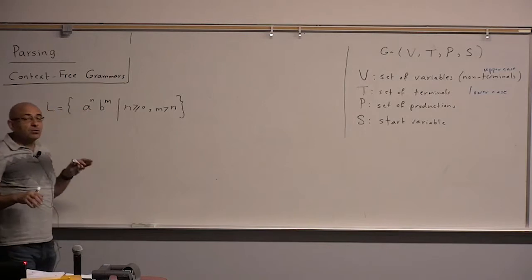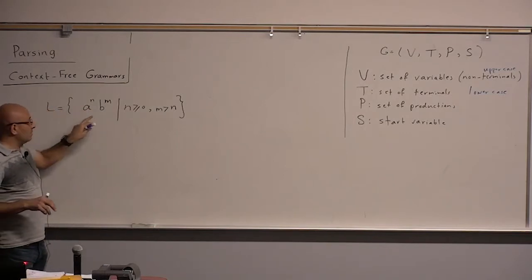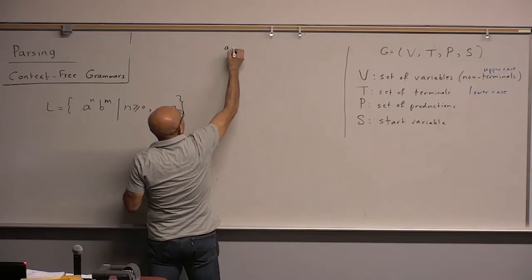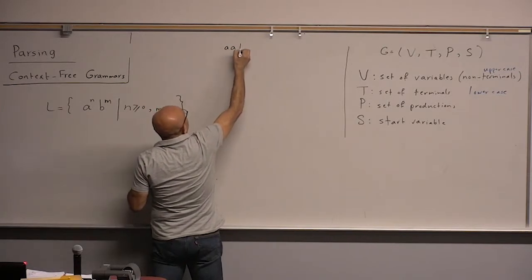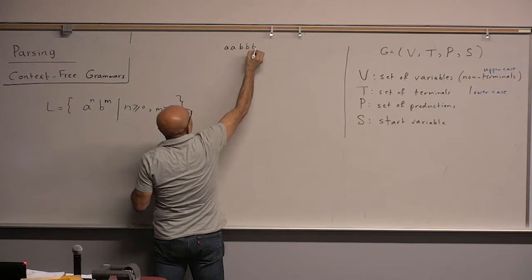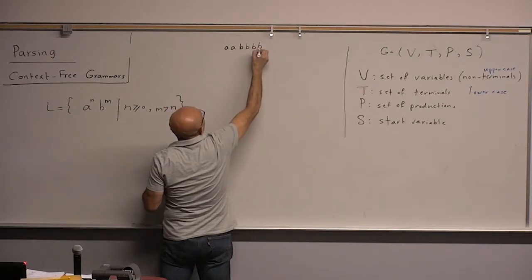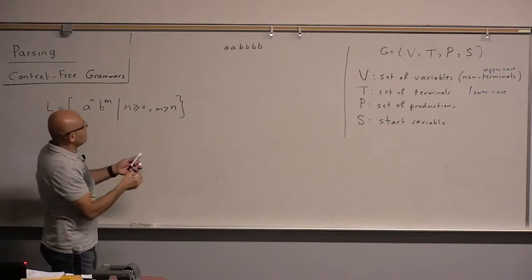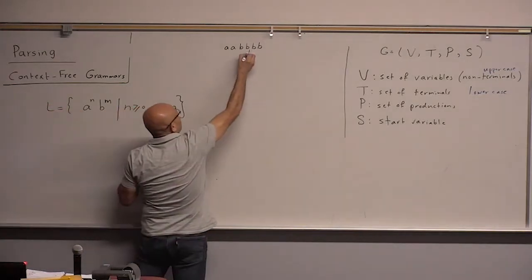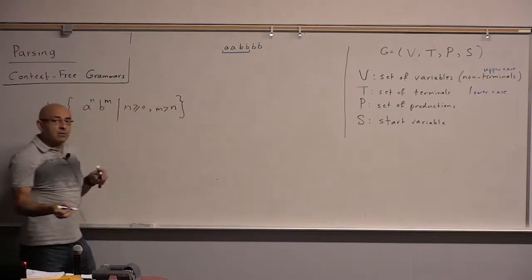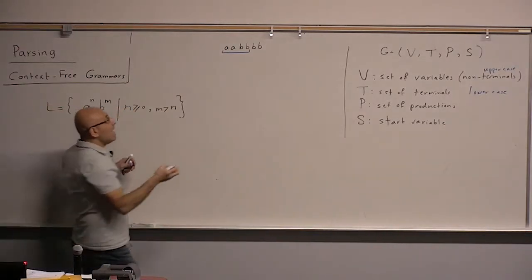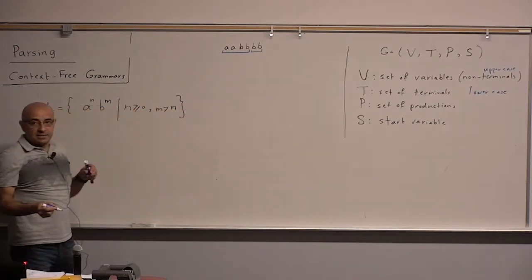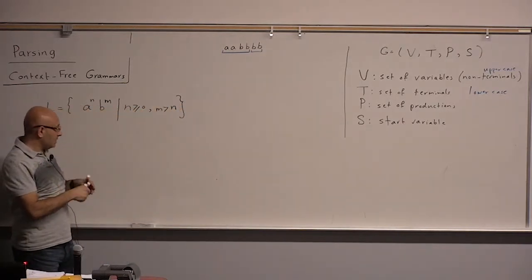In fact, there are two ways of thinking of this. You can think of it this way: this is a string that belongs to the language of equal A's and B's, and then we are adding some additional B's. So this is one way of thinking of it.